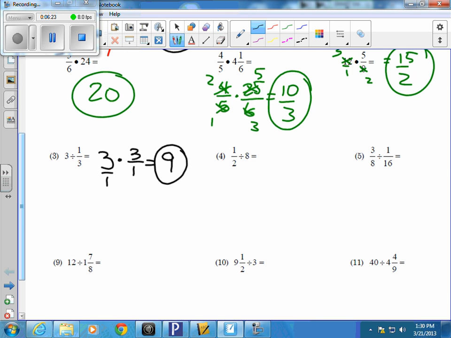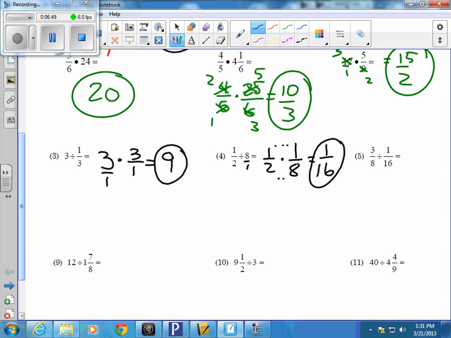So 1/2 divided by 8 is going to be the same as 1/2 times the reciprocal of 8, which is 1/8. Now, if you were able to cross simplify, like the 1 and the 8 or the 1 and the 2, you would do that, but we can't. So top times top, bottom times bottom is 1 over 16. So we're changing division into a multiplication problem.